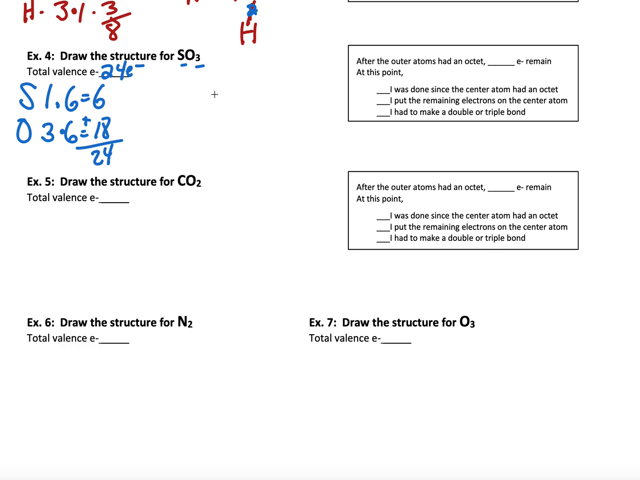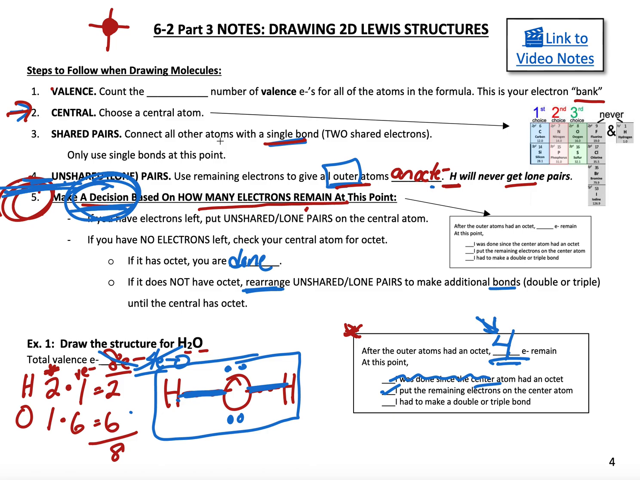So again, symmetry is nice. Go with the S in the middle and put the O's on either side of it. And then the other O, you can put top or bottom, doesn't matter. I'll put it on the bottom here. So I just picked my center atom and I connected all the outer guys with single bonds. Now I'm at step 4.